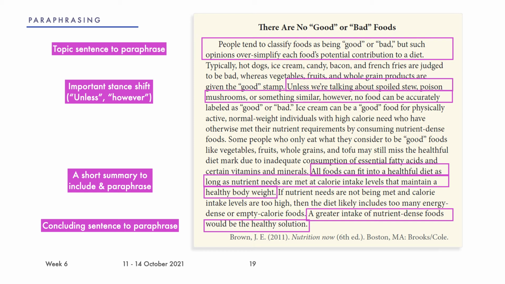Okay, especially because of the sentence or the clause after however, no food can be accurately labeled as good or bad, which is the core or the heart of this article, which resonates or echoes the title of the passage. Okay, and then I'll also add the short summary in the passage to include it and paraphrase it because it's useful. It also points out the main message of the whole passage.